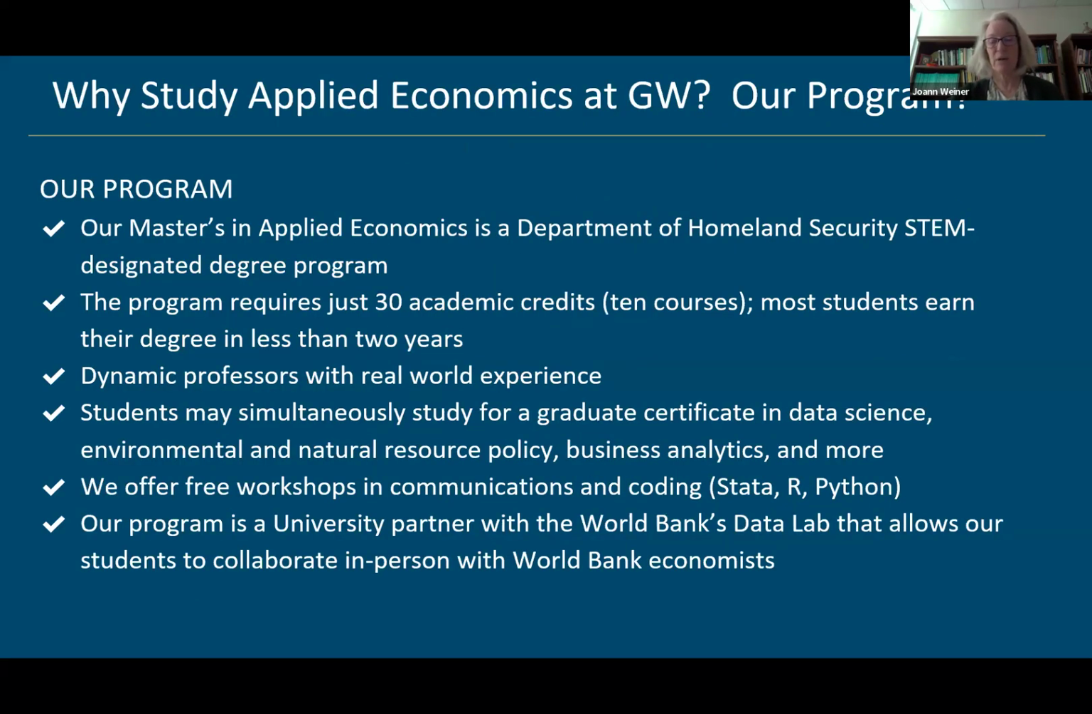So why study at Applied Econ at GW? Well, we are a Department of Homeland Security STEM designated degree program, which means that for international students, you have 3 years of working under OPT after you earn your degree. Our program requires just 30 credits, 10 courses, and most students earn their degree in less than 2 years. We have dynamic professors with real-world experience.